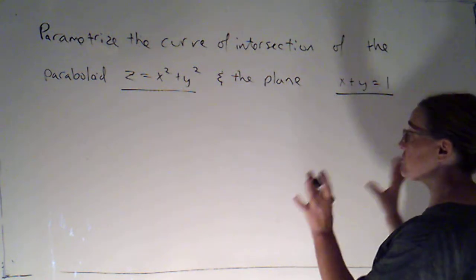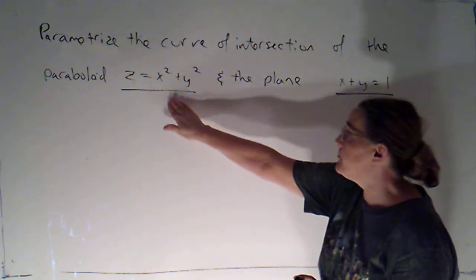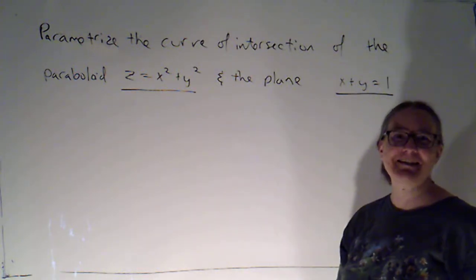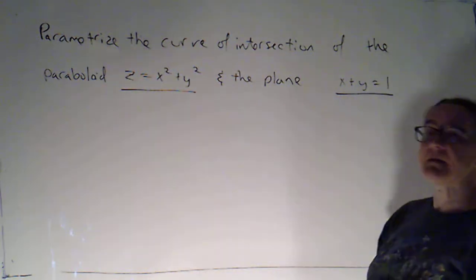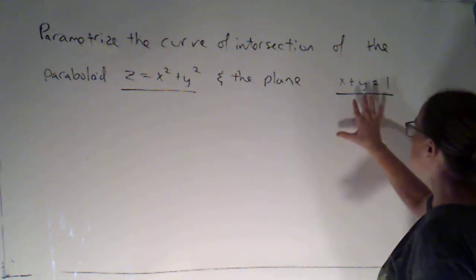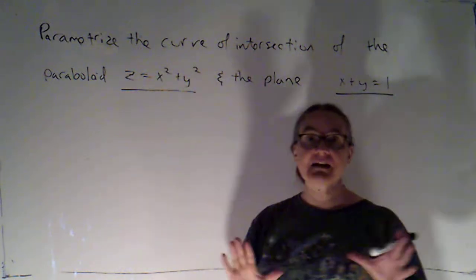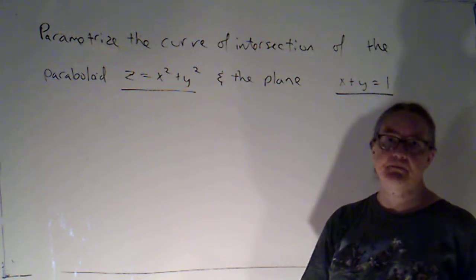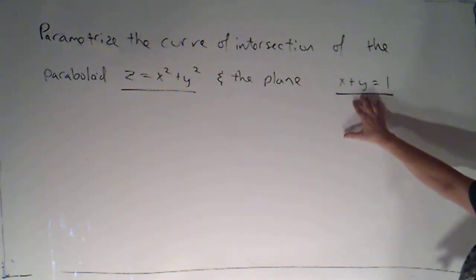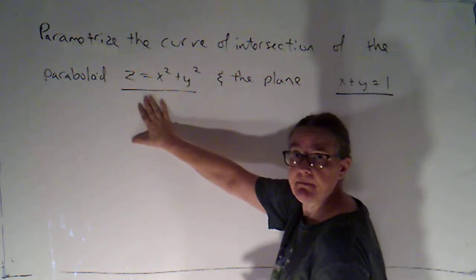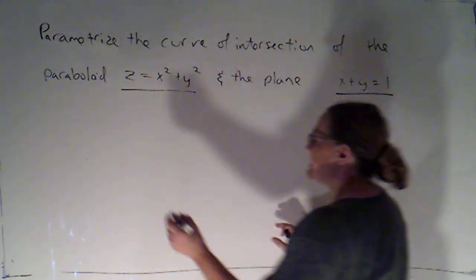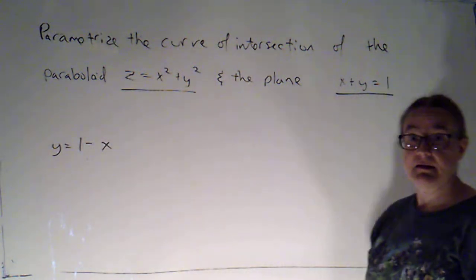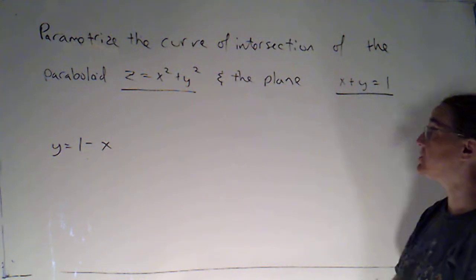So the goal is to describe the points x, y, z that are on both surfaces in terms of a single variable, which we'll ultimately call our parameter t. Okay. Often, the simplest way to do that is to choose one of your variables, x, y, or z, and try to describe the other 2 in terms of that. Now, in this case, I'm going to start with this equation, because x and y show up in both of them. I could easily solve for y, and I could say y is just 1 minus x. So I've described y in terms of x.